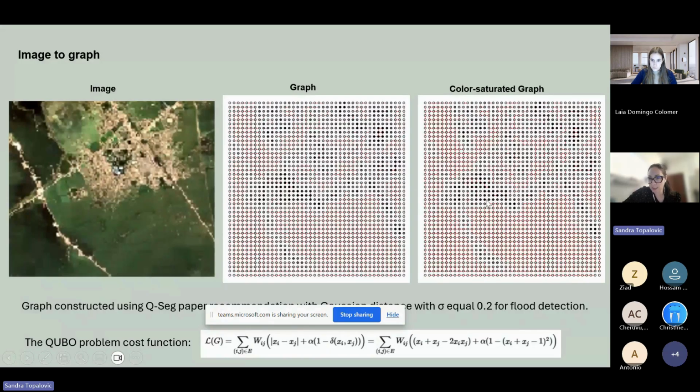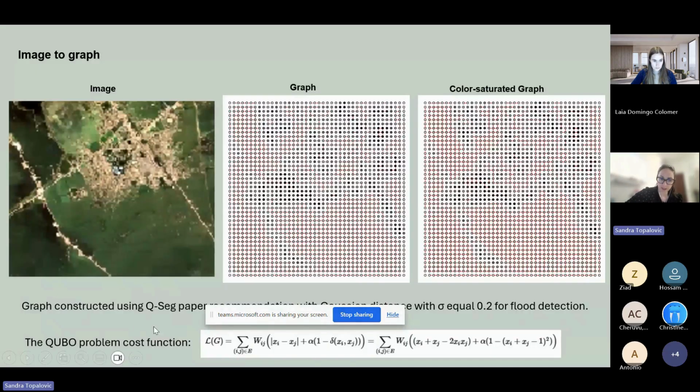So you can hopefully see as well, as I'm sharing. The graph that I constructed was using the recommendation from the paper, using the Gaussian distance with sigma equal 0.2 for the flood detection. In this article, they also used flood detection as one of the change detection problems.